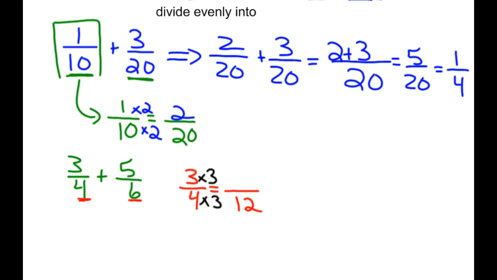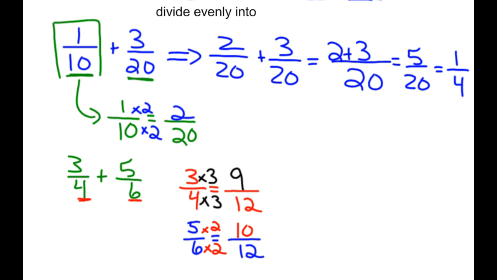So I'm going to multiply by 3 in the numerator also, and that gives me a fraction of 9 over 12. I'm going to take my 5 over 6 and write it as an equivalent fraction that has 12 as the denominator. And here I would have to multiply the 6 by 2 to get 12. So I'm going to multiply by 2 in the top.